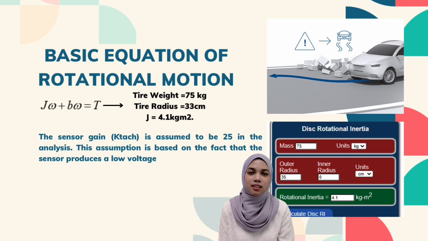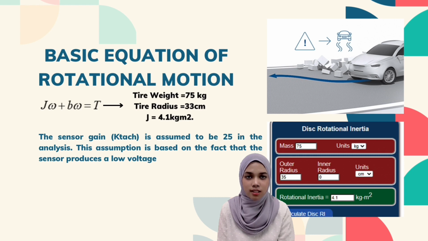The sensor gain K' is assumed to be 25 in the analysis. This assumption is based on the fact that the sensor produces a low voltage. So in order to receive information from the sensor, the controller will require a higher voltage signal. As a result, the voltage from the sensor must be amplified, resulting in high gain.